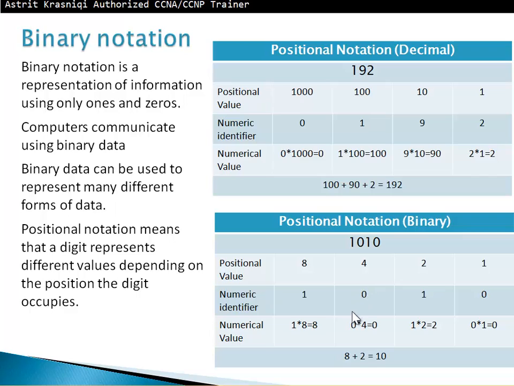Here we don't have anything, so we have a 0. Then on this position there's a digit representing 2s, so 1 times 2 equals 2, and we don't have anything on the last zero. We add 8 plus 2, that's 10. So 1010 in binary equals 10 in decimal.